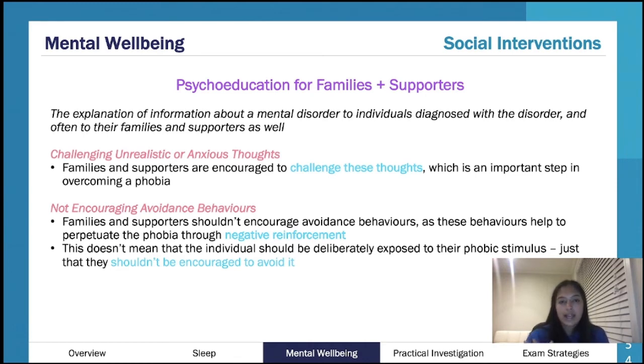Like I mentioned before, that scenario where you see a dog, you want to go the long way around the block. Maybe if your friend or family is with you, they can say, no, we're going to walk this pathway. You're going to walk here. So that avoidance behavior isn't reinforced. And again, that doesn't mean saying, okay, I'm going to make you touch this dog, and I'm going to release it from its lead. It's just saying don't actively avoid it. Don't engage in these avoidance behaviors.